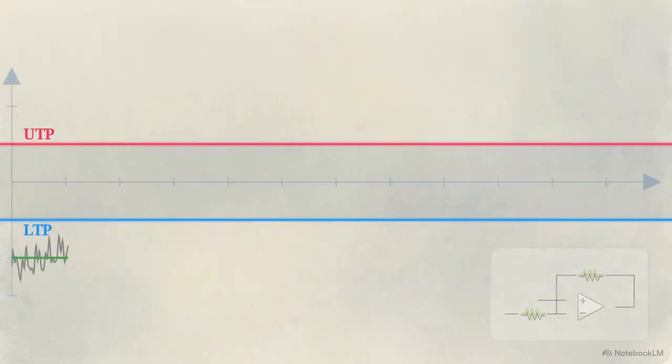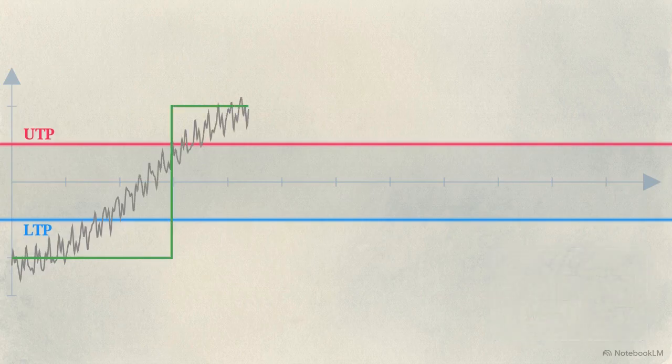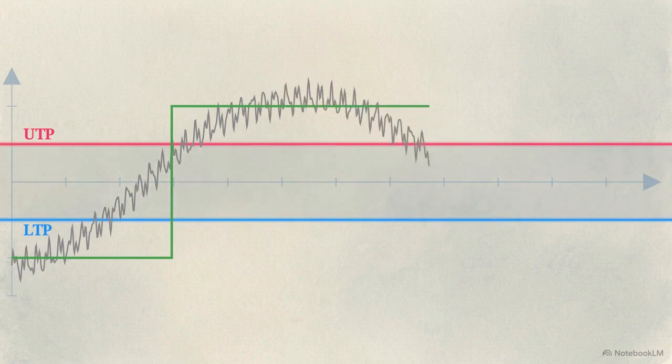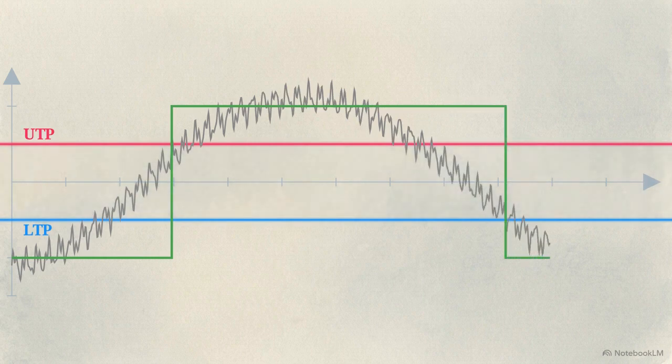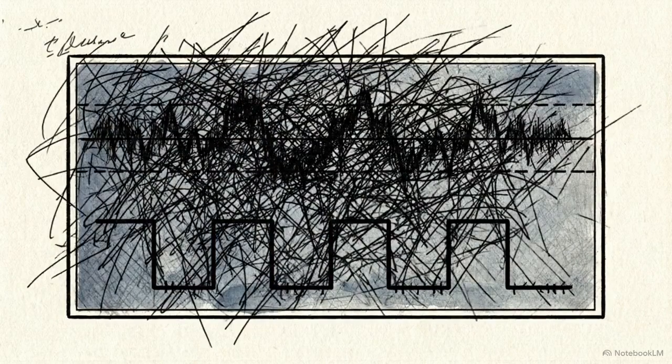Hysteresis establishes 2 separate threshold levels for switching. As the jagged, noisy analog wave crosses the upper threshold, the output snaps high. It will not drop low again until the signal falls past a completely separate lower threshold. This gap prevents the noise from causing the output to flicker rapidly back and forth, extracting a clean digital square wave. Sometimes the noise isn't an artifact to filter out, it is actively burying the data we need.